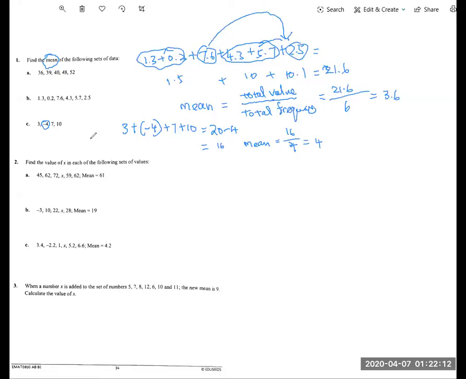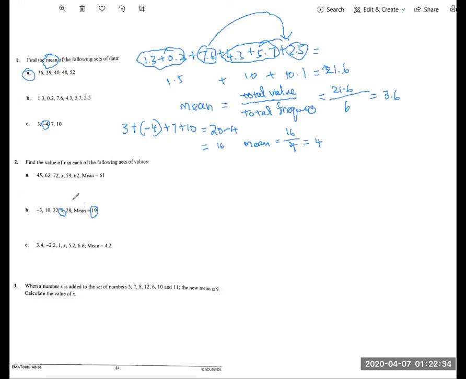Okay, so now teacher will show you these two. You go ahead and do A. You have to write all these, even though teacher has done it for you. You must go and redo them. Now what about this? They give you the means, but you're supposed to find one of the values.